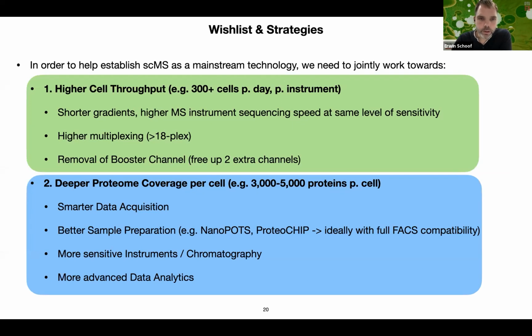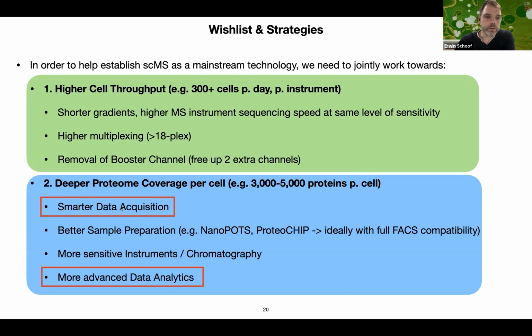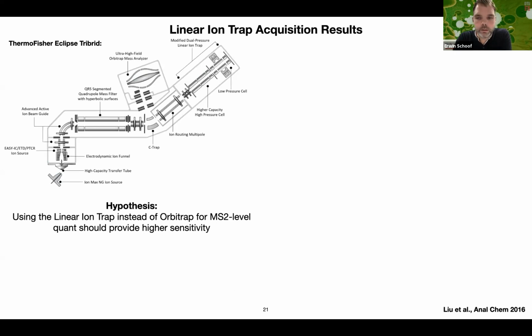So just to get back to our wish list, I just wanted to spend the last 2 minutes or so on trying to showcase how we can also use smarter data acquisition combined with this advanced data analytics. And for this experiment, we tried to utilize the fact that our Eclipse tribrid system doesn't only have an Orbitrap, which we need for the full 18-plex reporter ion resolving. I mean, we're talking about 0.01 Dalton mass difference, so you need this ultra high resolution.